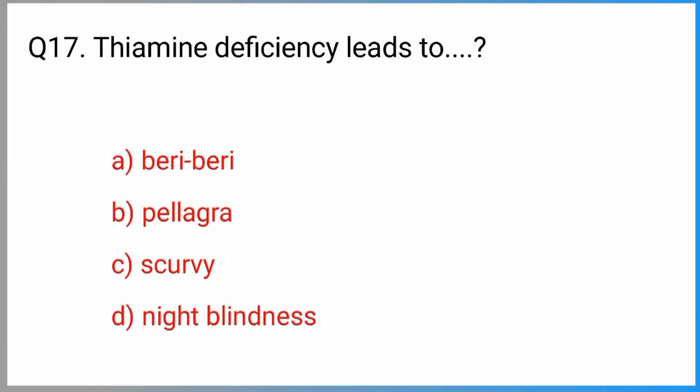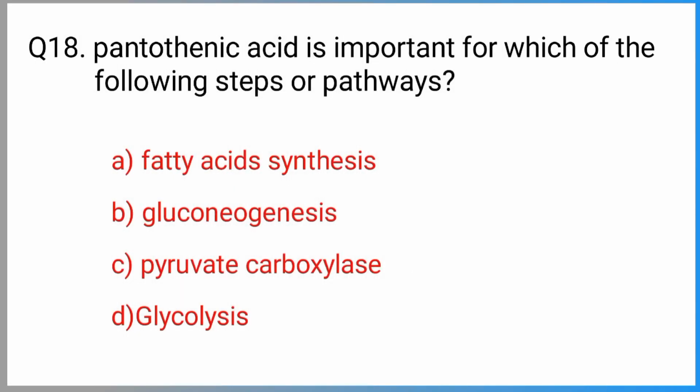Question number 17. Thiamine deficiency lead to. The correct answer of that question is option A, beriberi. Question number 18. Pantothenic acid is important for which of the following step or pathways? The correct answer of that question is option A, fatty acid synthesis.